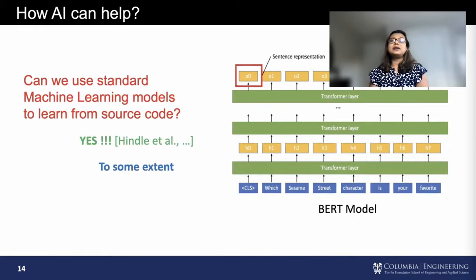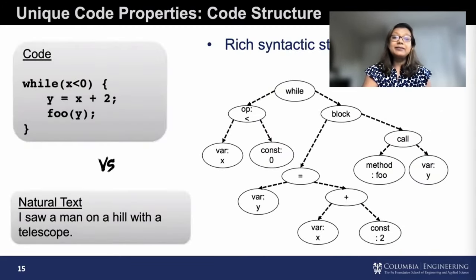But I argue that while there is very good potential, the success is, to some extent, limited. The reason is that by nature, source code is very different from natural language. Think about a simple while loop that I have written here. This while loop has a lot of structure, and this is the syntax tree representation of that while loop. It shows not only the tree structure, but the type of each node and how they are related. So even a small piece of source code contains a rich syntactic structure.